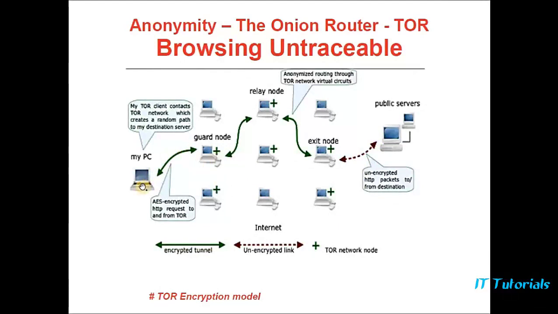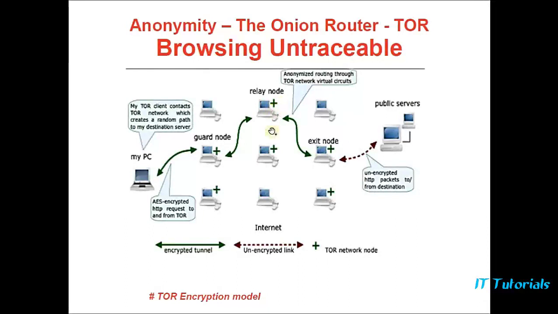What happens in this case is that your IP address will not be exposed to this server, the Google server. Google will not be able to identify your IP address. The server will get the IP address of the exit node. So this is the complete model of the Tor browser, and this is the open project to browse anonymously and make connections untraceable with the destination host.